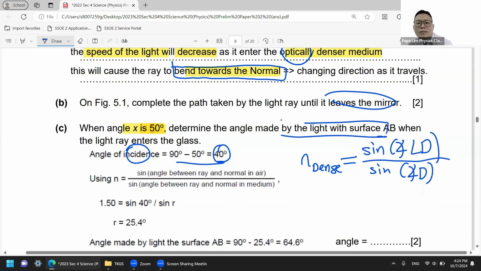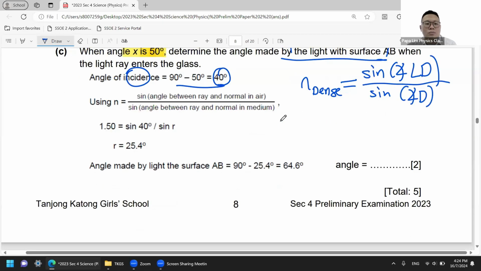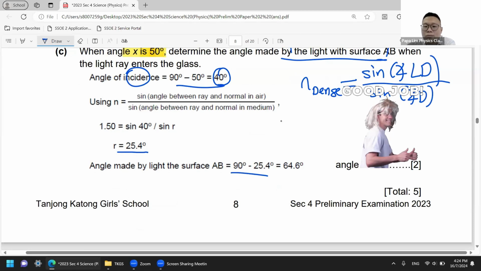Then of course the question asks for the angle made by the light with surface AB. So with the calculation, the question doesn't want angle r. The question actually wants this angle. This is your angle y. This is the answer that I'm looking for. So once you get 25.4, this is the angle of refraction, yes, but this is not the angle I'm looking for. So you have to do 90 minus it to get the complementary angle, which is 64.6.